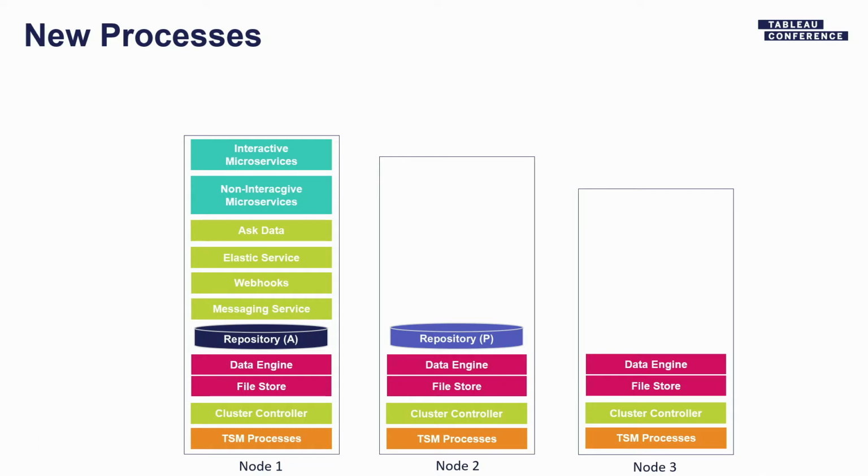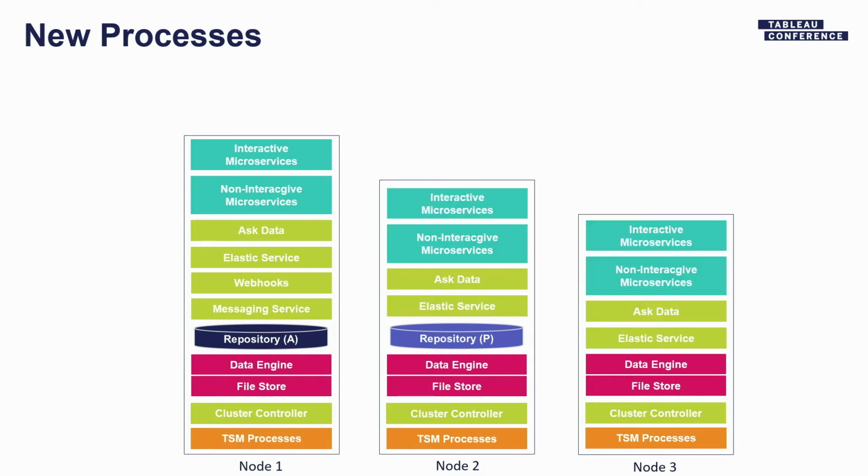So the microservice containers at the top, and Ask Data and the Elastic service, these you can put across all your machines. Currently, webhooks and the messaging service are limited to being on a single machine, but you can put them on any machine that you want to. So let's go ahead and make these redundant, and we put them across our cluster. And in addition, with the microservices containers, you can have multiple instances on each machine.